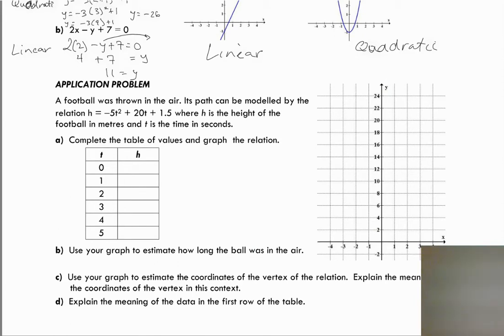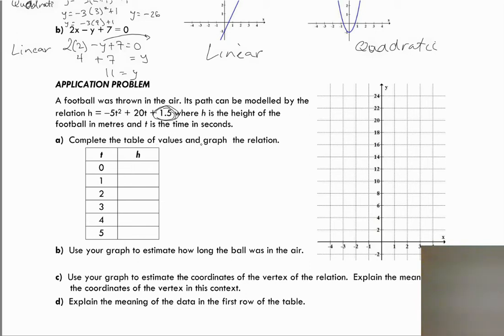So, a football was thrown in the air. Its path can be modeled by the relationship here. And so these numbers represent something. One tells us whether it opens up or down, how steep it is. One tells us sort of where the midpoint is, and one tells us where it left the ground, or how high it was when it first started. So h is the height of the football in meters, and t is time.